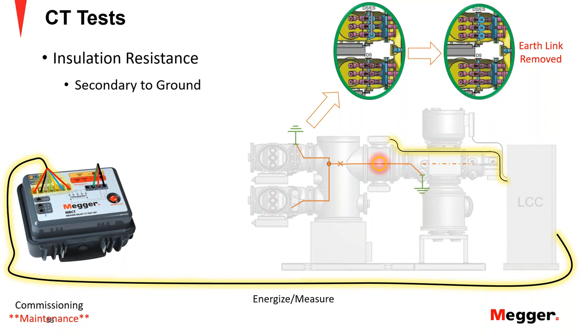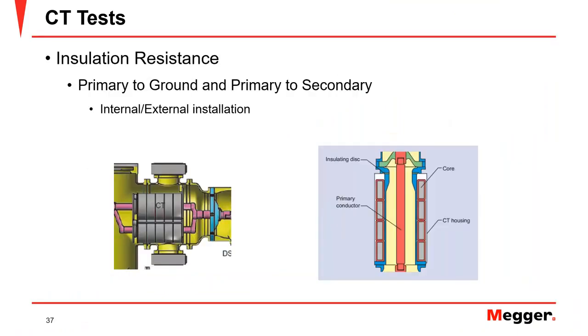And then our connections for secondary, where the access to the secondary is going to be done through the local control center. So that's what I have. In this case, with a unit like the MRCT, or if you have an insulation resistance tester, all you have to do is access your secondary winding to perform insulation resistance secondary to ground. Why are we not doing primary to ground or primary to secondary? That will depend on the installation. For CTs, you can have both internal or external type.